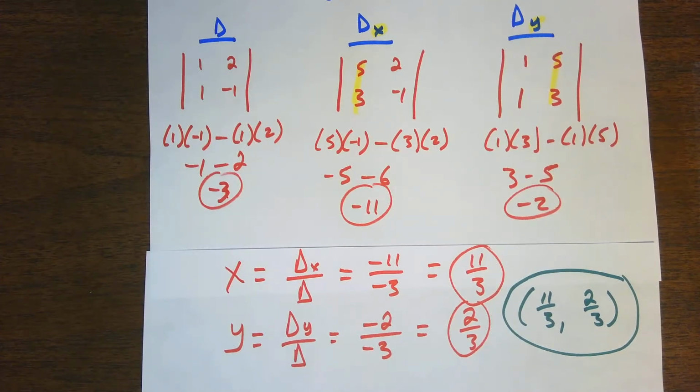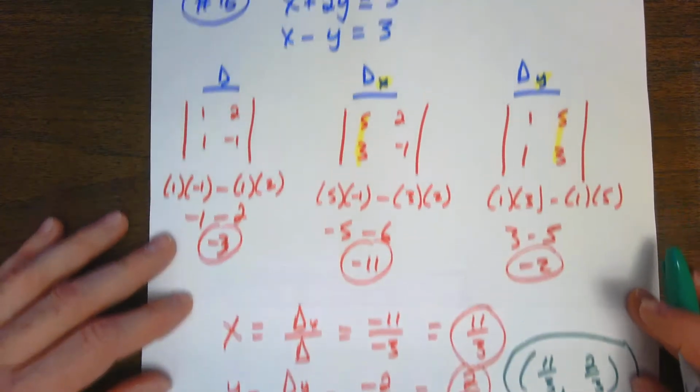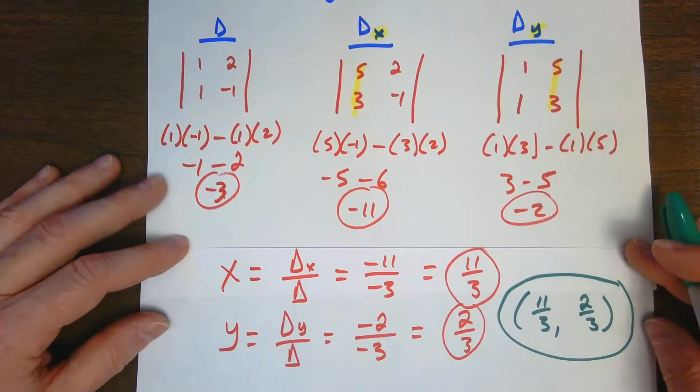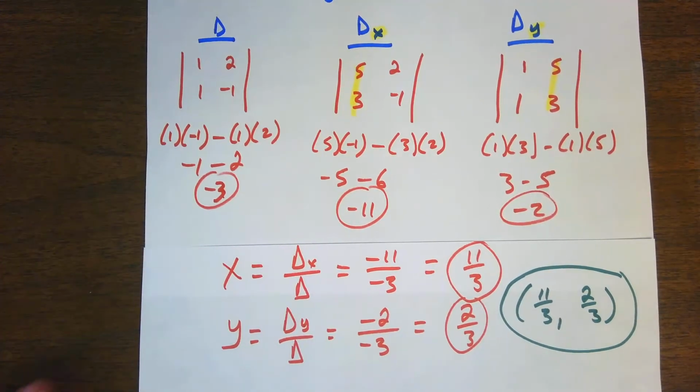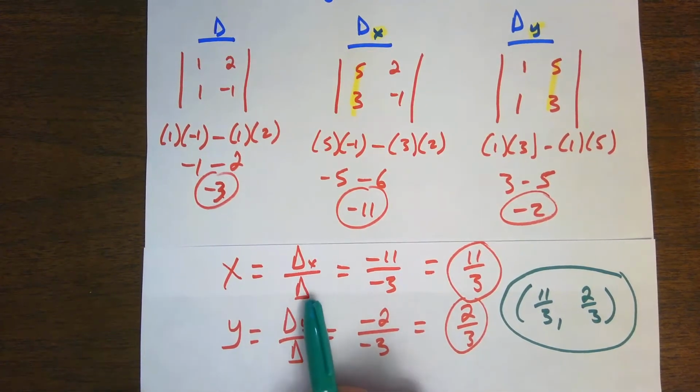All right, by the way, there is a place where this can go horribly wrong. Can you imagine? This is something I would probably do an example of in class, and one of the homework problems will have this. Notice that the x answer is the determinant of x over the determinant. Well, what if the determinant was 0?